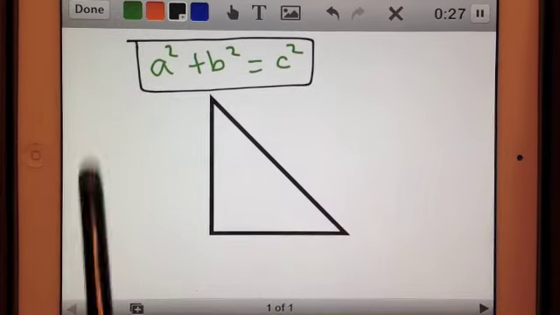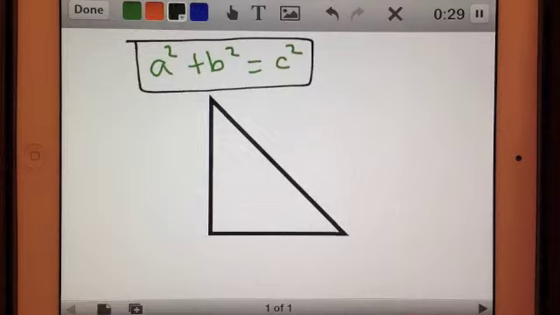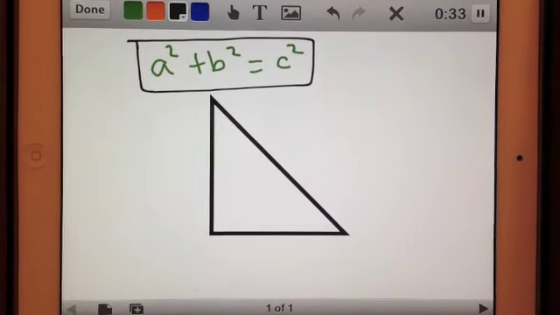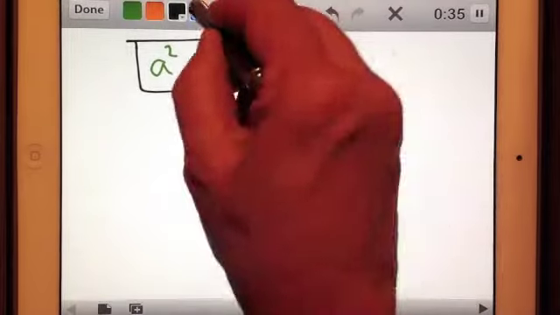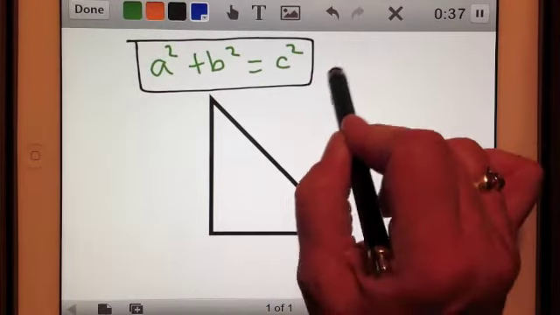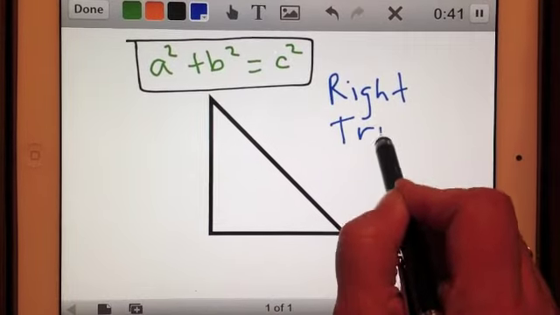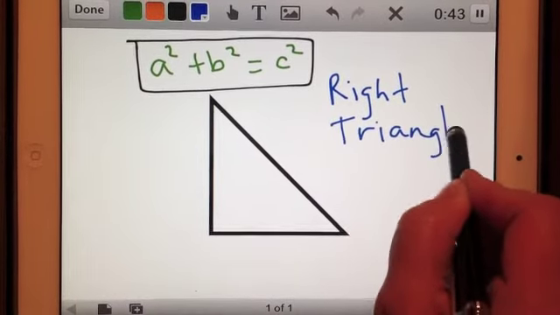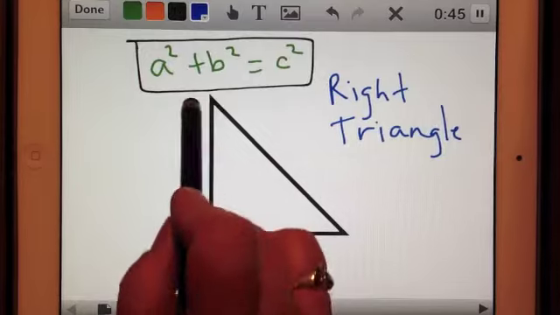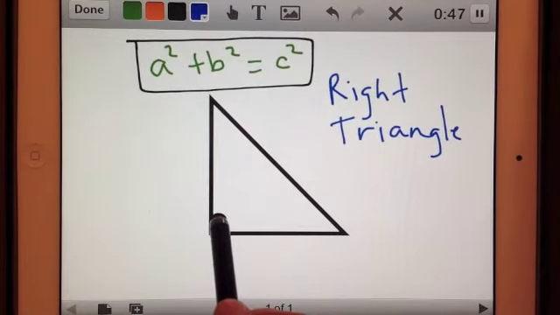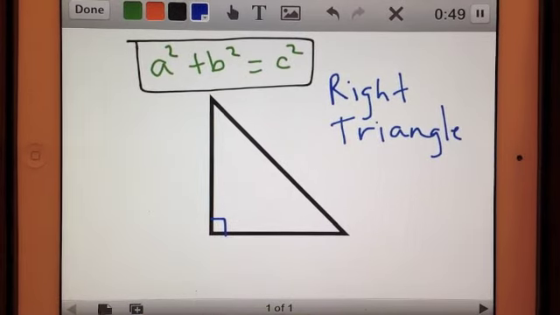I'm going to help you understand what A, B, and C equal, and why you would even use this formula with a right triangle. So the first thing to know is we only use this formula with a right triangle. That's the key information here. And right here I have a picture of a right triangle. A right triangle is one that has an angle that looks like it belongs in a square or a rectangle.